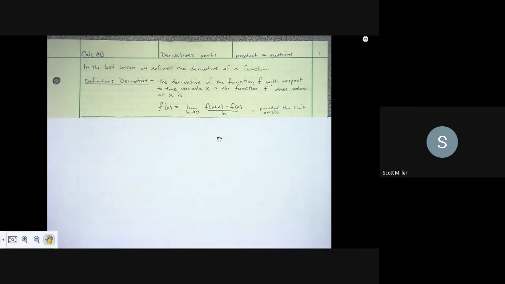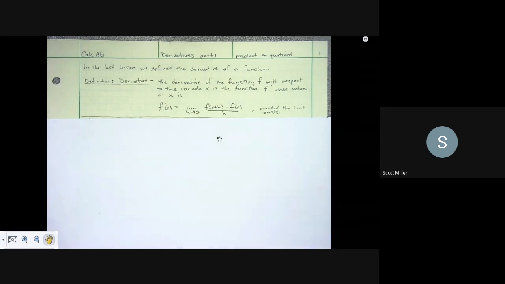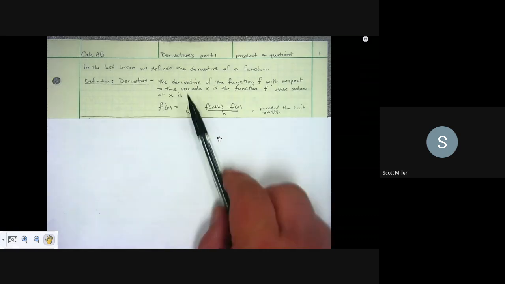In the last lesson, we defined what a derivative was of a function. Here it is again. The derivative of a function f with respect to the variable x is the function f prime, whose value at x is given by this expression, this limit, provided the limit exists. Always remember that little bit at the end there.